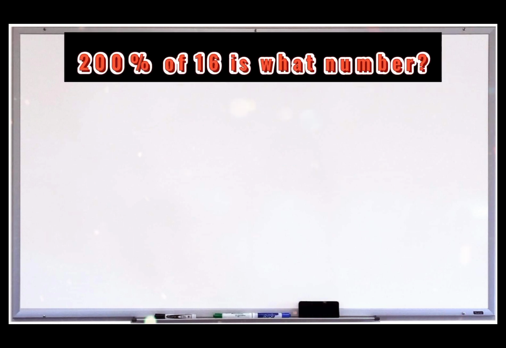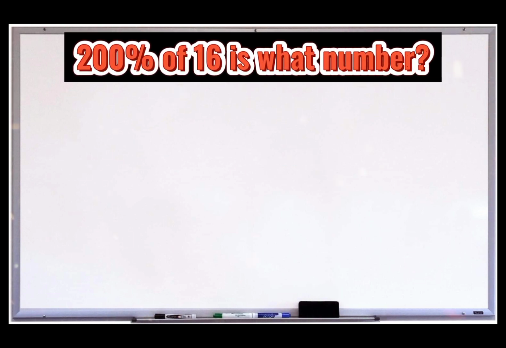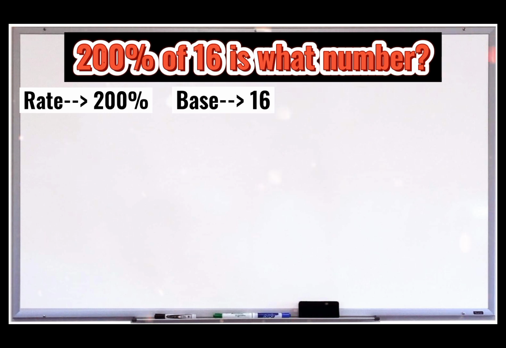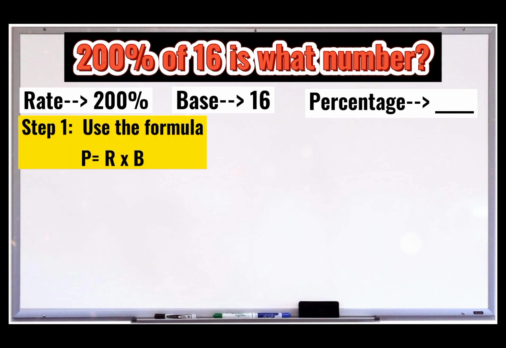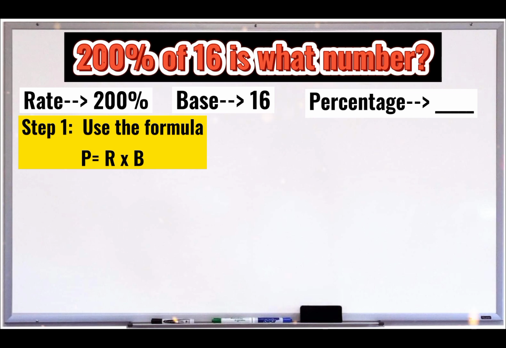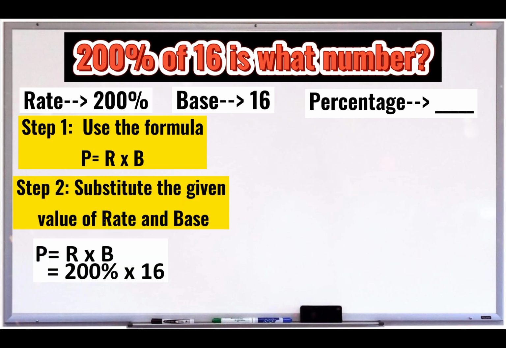Let's try another example. 200% of 16 is what number? So, 200% is the rate and 16 is the base. So, we are going to find the percentage. In finding the percentage of a number, we are just going to multiply the rate and the base. Or we can use the formula P is equal to R times B. And then, we are just going to substitute the given value of rate and base. 200% is the rate and then 16 is the base.